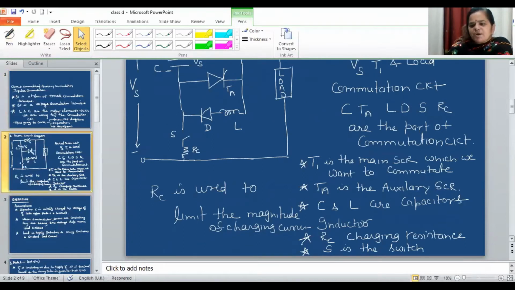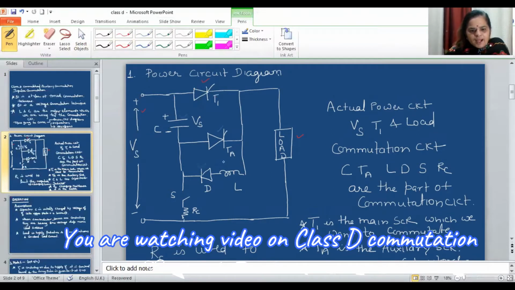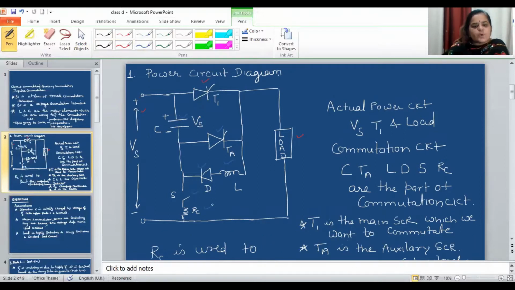So if you see the power circuit diagram of Class D commutation, where supply voltage Vs, T1 and load make the main circuit, and C, TA, L, D, S, RC are all part of the commutation circuit. This is the external commutation circuit, which develops the favorable conditions to turn the main SCR off.